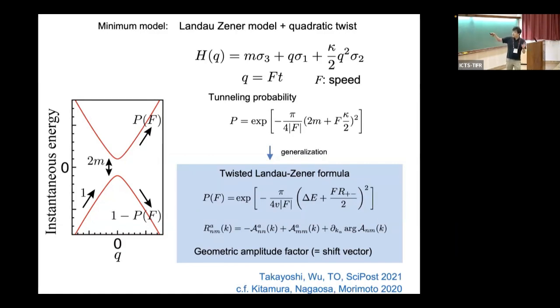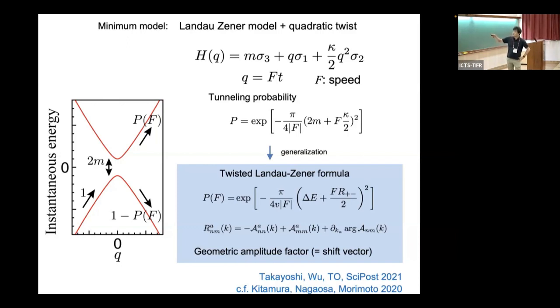Usually, we use the Landau-Zener model. That's the first two parts in the Hamiltonian. M is the gap size. Q is our linear increase. And then let's think about adding this third term. That's the second Pauli matrix and a quadratic term, Q squared. This looks very harmless, like it's just Q squared. So in perturbation theory, I would think that this doesn't have any effect.